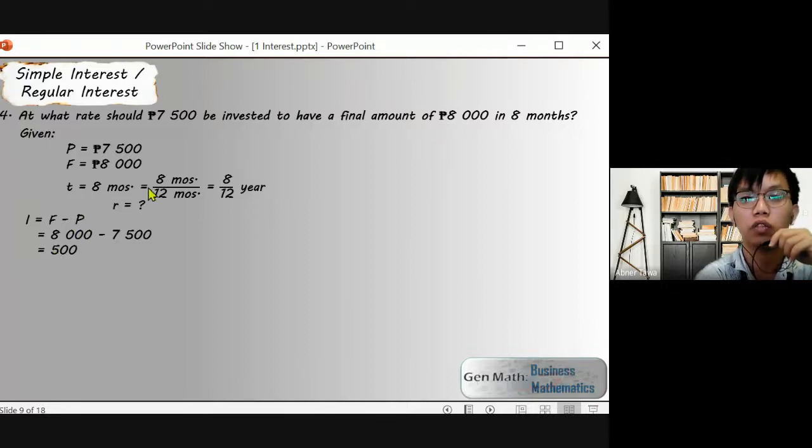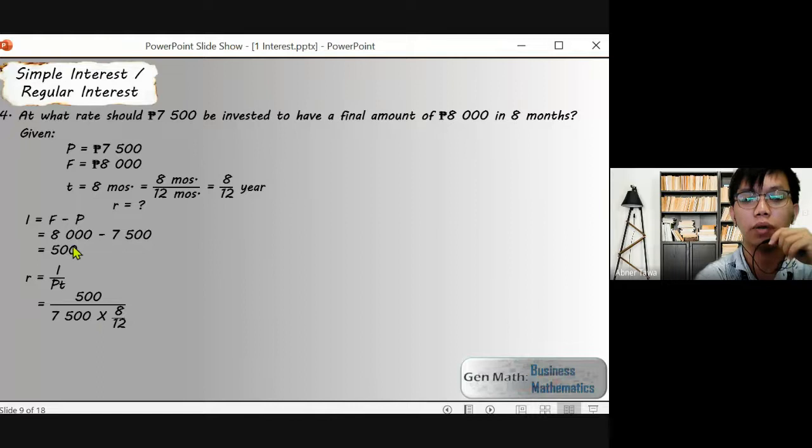So that is the interest. And to finally solve for the rate of interest, we're going to use the derived formula, which is R equals I over PT. So just substitute the given values. What is our interest? That is what we have solved here. That is 500 over the principal amount, that is 7,500 times the length of time, which is 8 over 12.